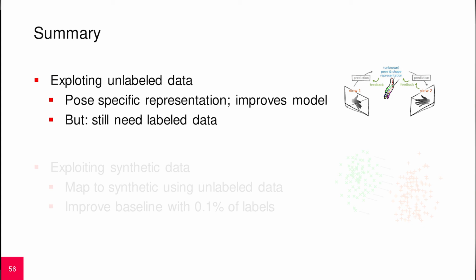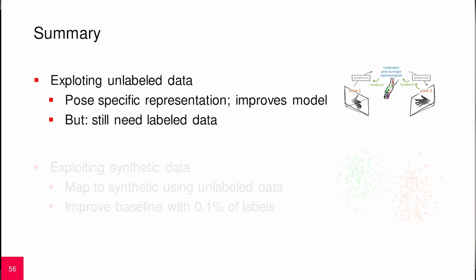I'm just wrapping up what I tried to convey. First, I presented an approach to exploit unlabeled data for learning a pose-specific representation without requiring any labeled samples. And we could show that this improves the model, also training it jointly together with labeled data in a semi-supervised approach. We could show that this improves the results by quite a bit. But in the end, of course, we still need some labeled data to train this mapping from this pose-specific latent representation to the final 3D poses.